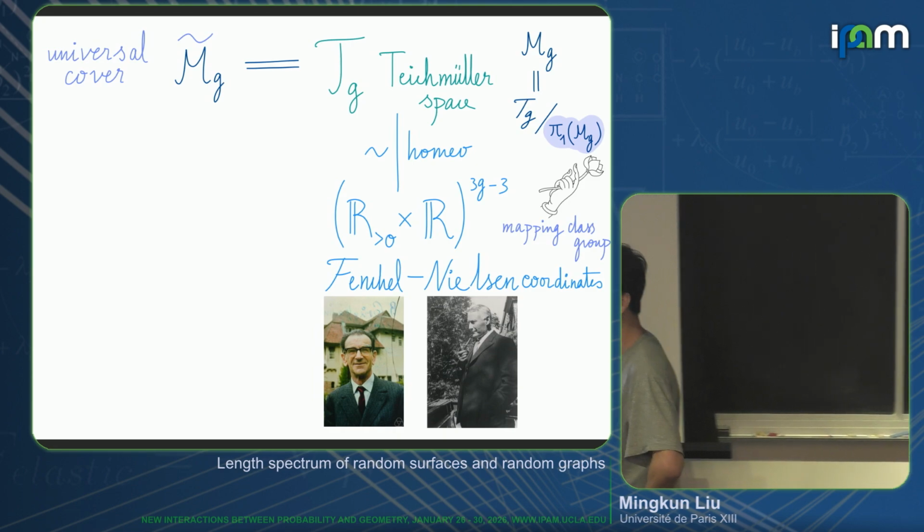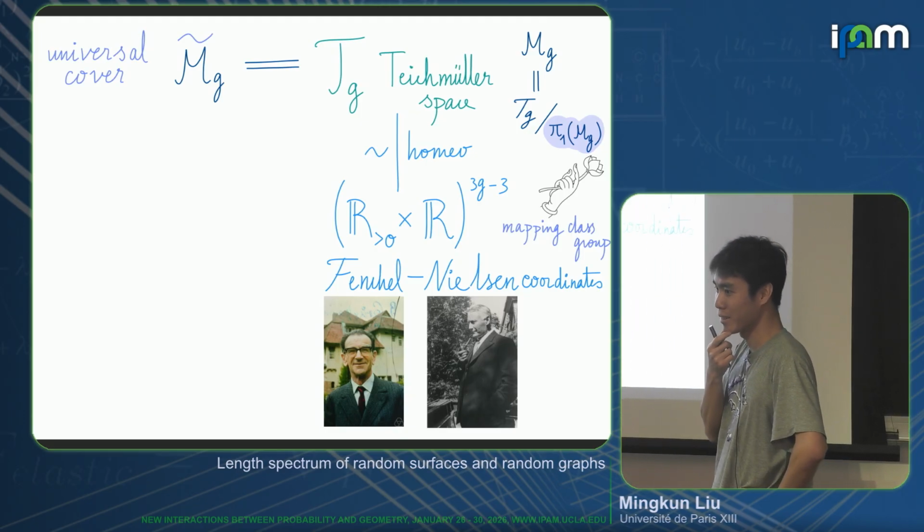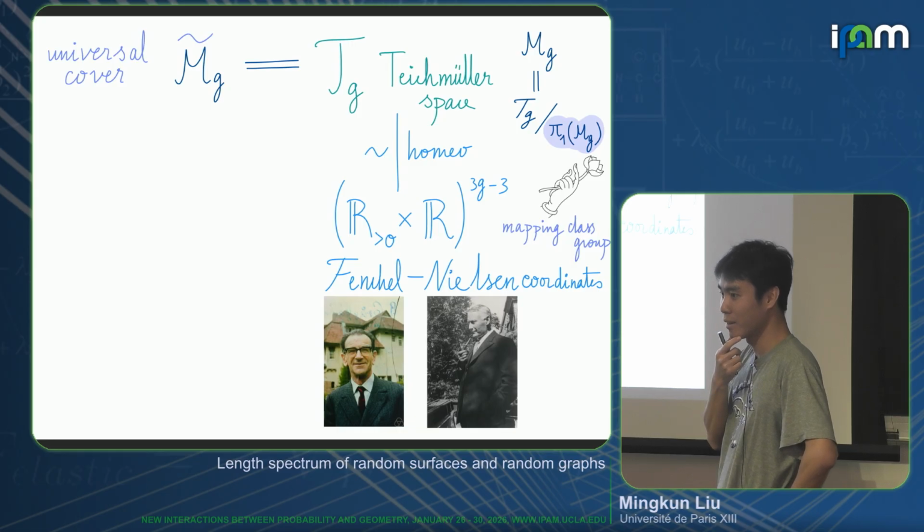How do you actually see the Euler characteristic in terms of the mapping class group? Is there a way to compute the Euler characteristic in terms of the mapping class group?